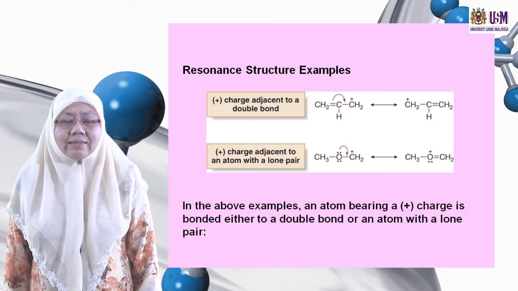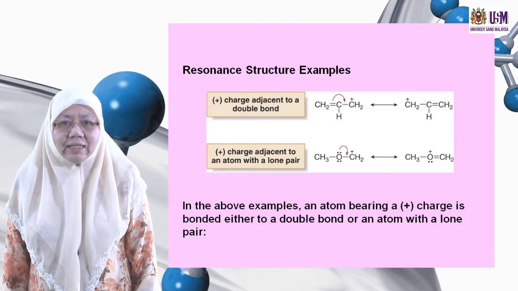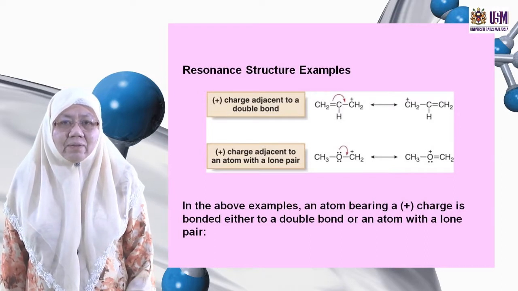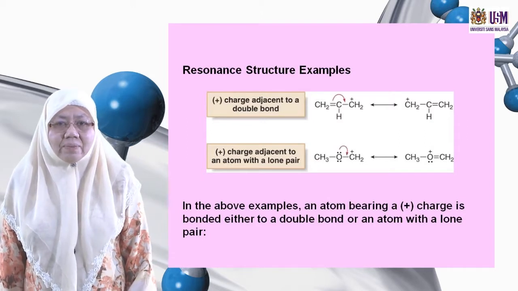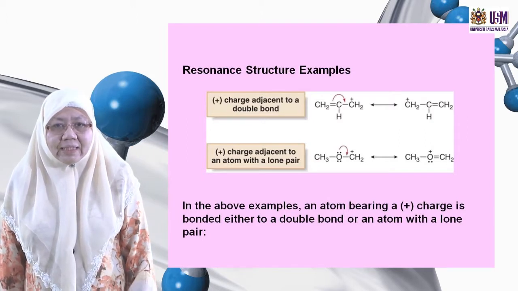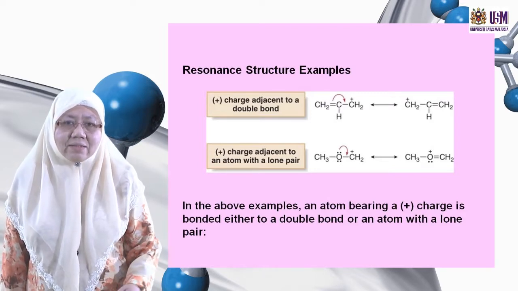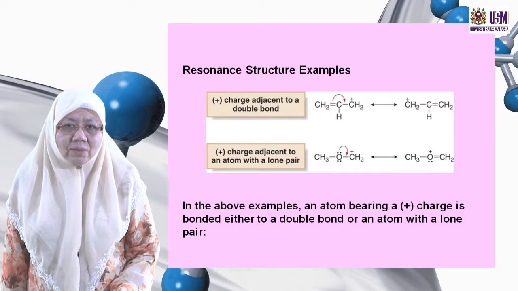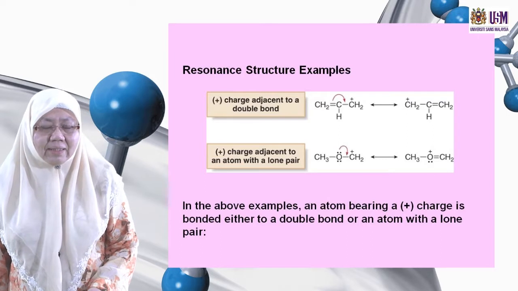A double bond, as in the first example, we can see a positive charge is bonded to the carbon. Next to it, the carbon has a double bond with the left carbon. And in the example given below it, there's a positive charge, that is, the carbon atom is bonded to an oxygen atom that has a lone pair. So this lone pair now can move and form a bond with the carbon atom.